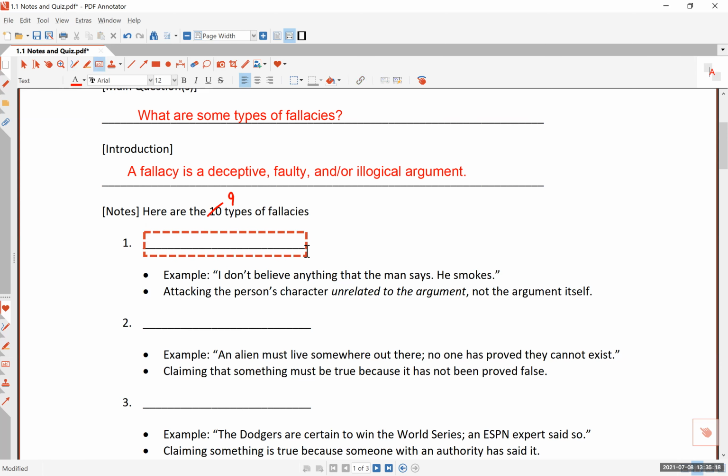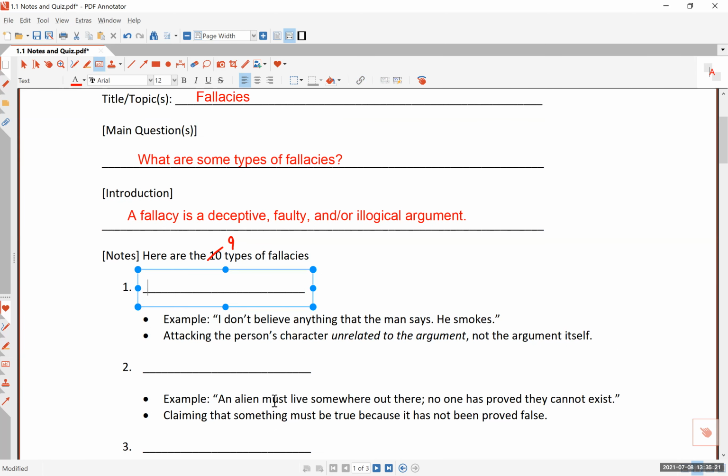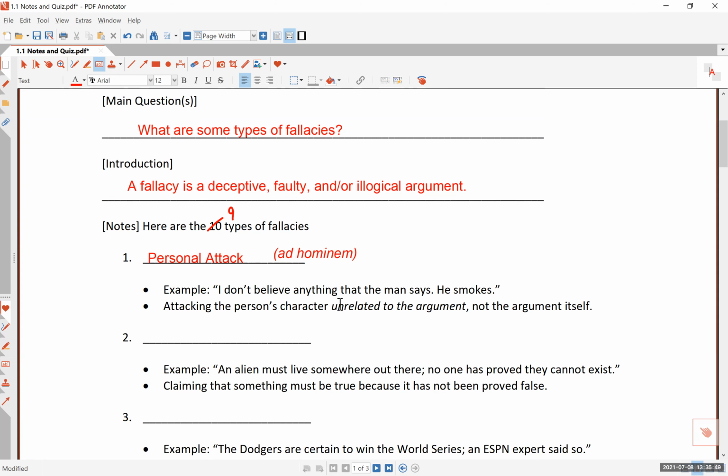All right, the first one, we will call this a personal attack. There's a Latin phrase associated with that, and that's something that you may also want to remember. Because it's Latin, I'm going to italicize it, and it's called ad hominem. Hominem, of course, means personal or person. So what is an ad hominem, or what is personal attack? Well, I should emphasize this.